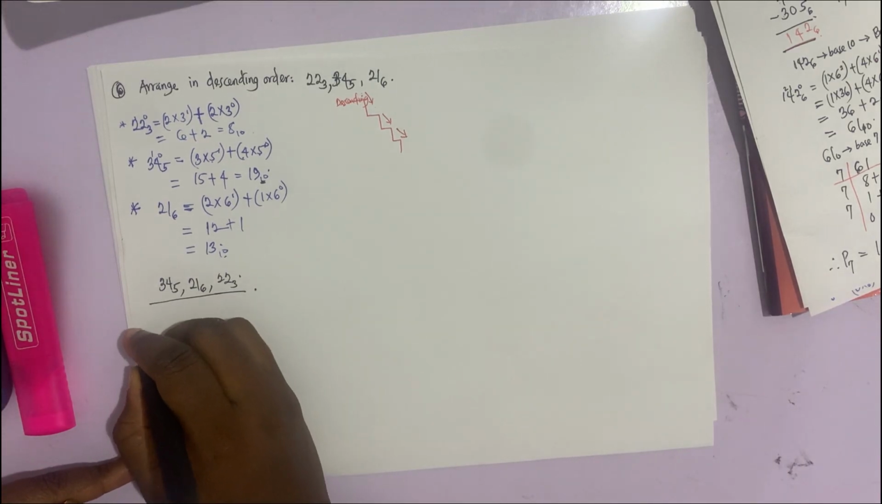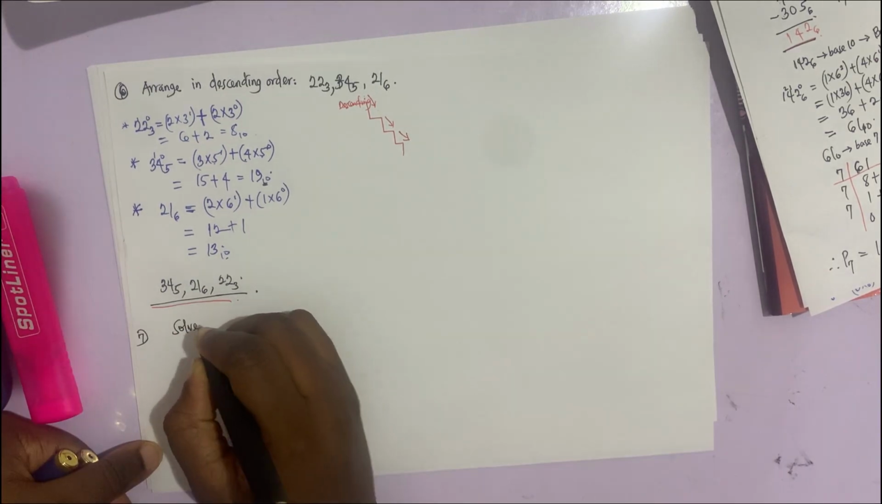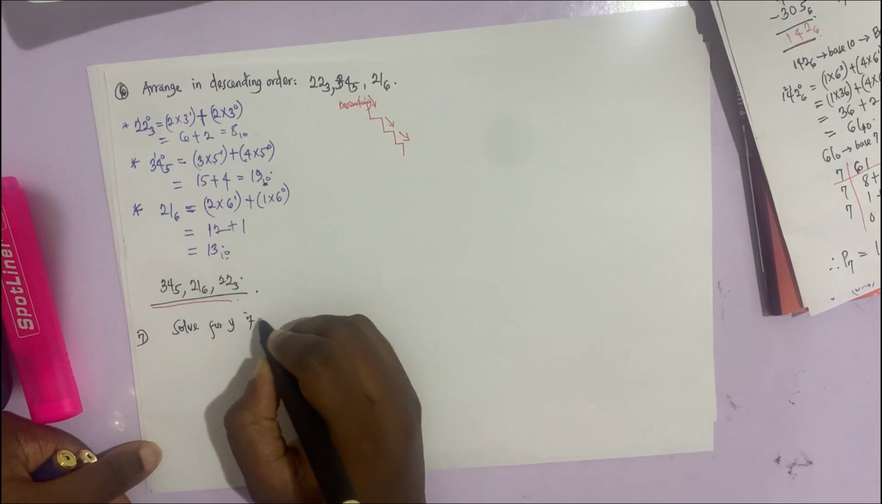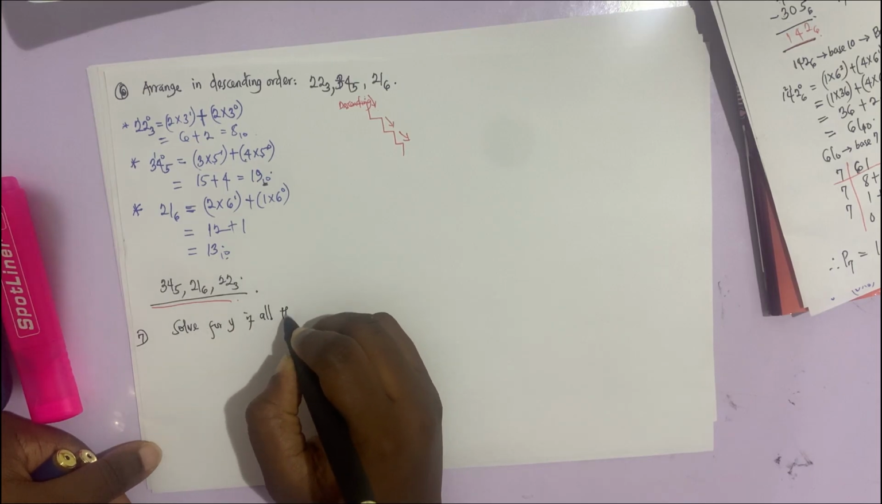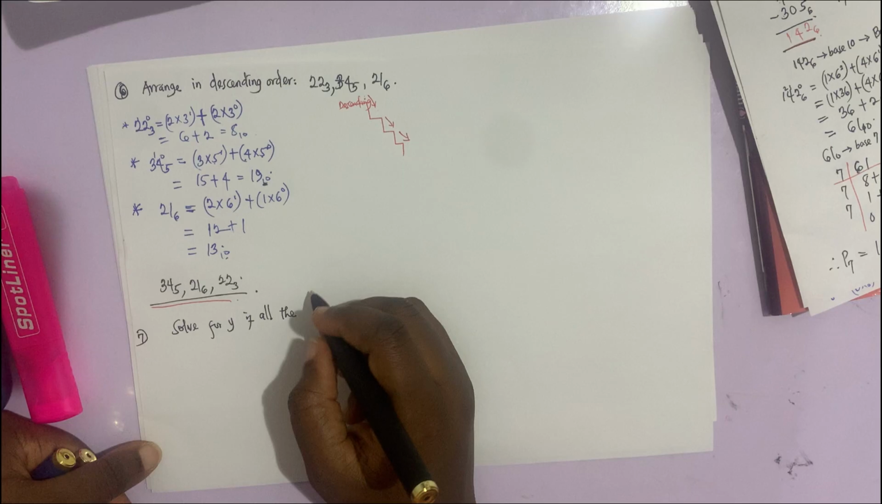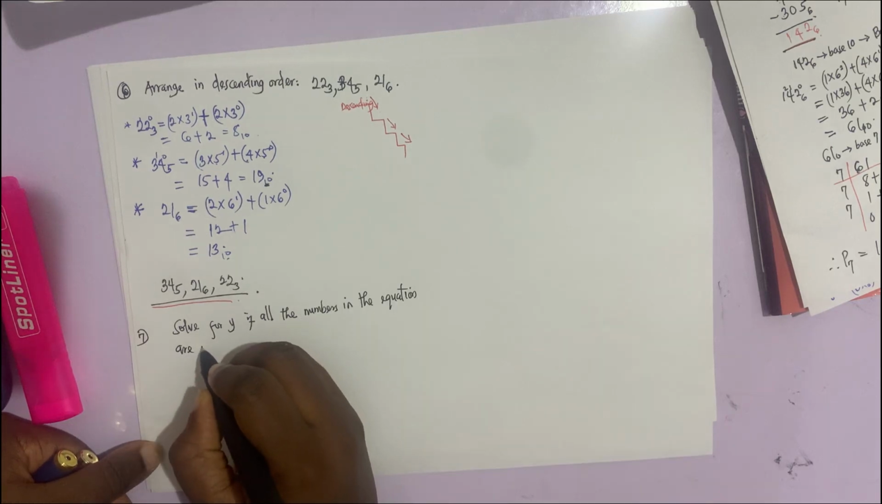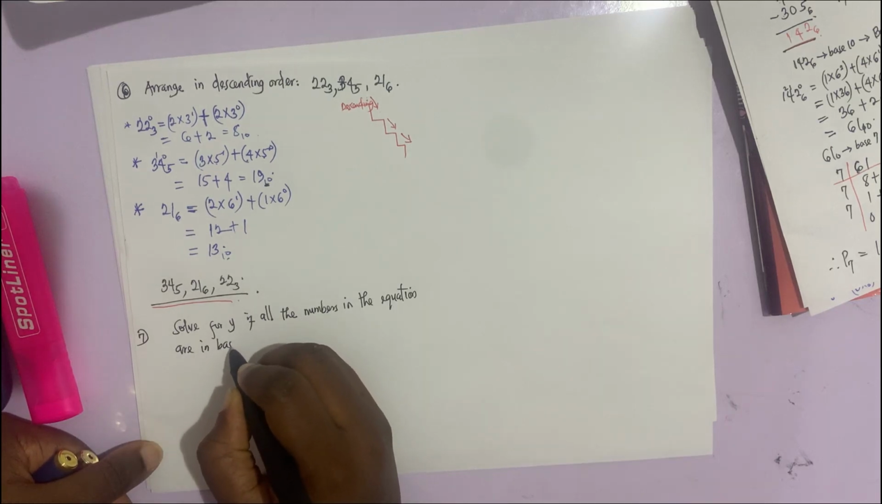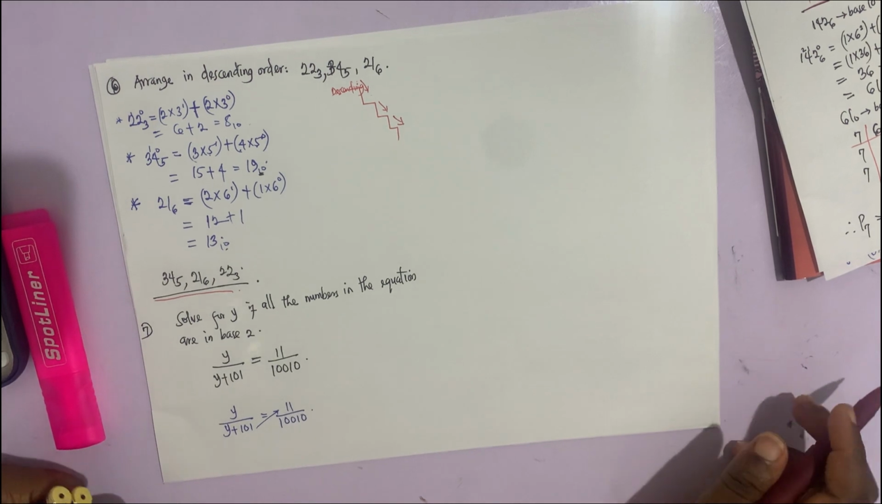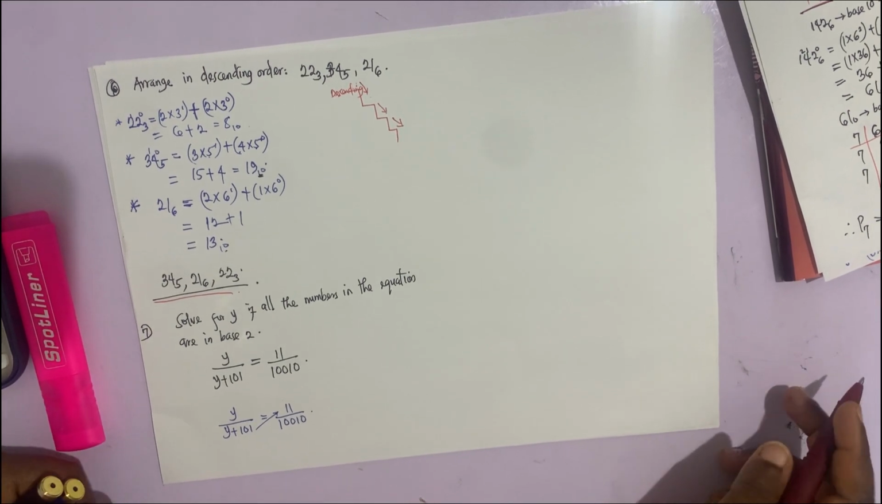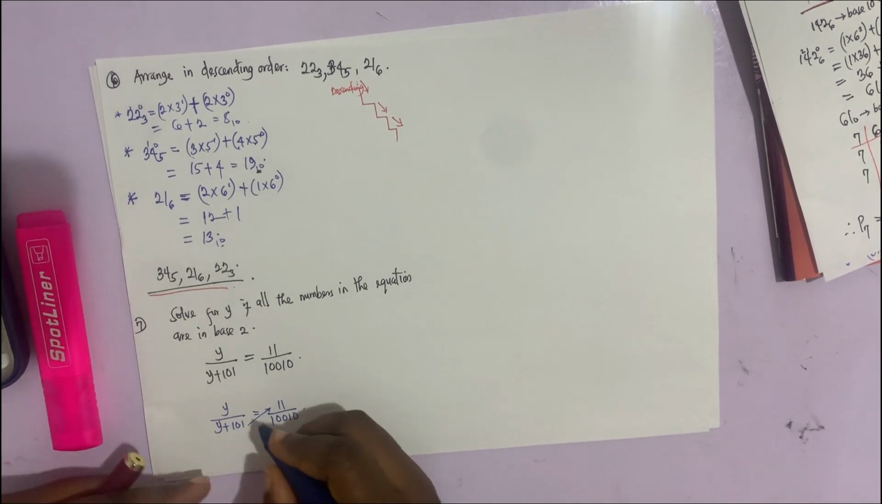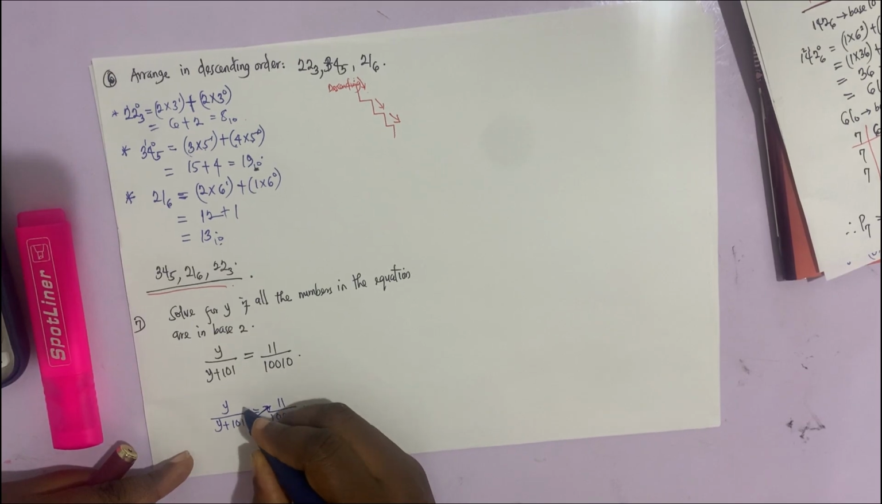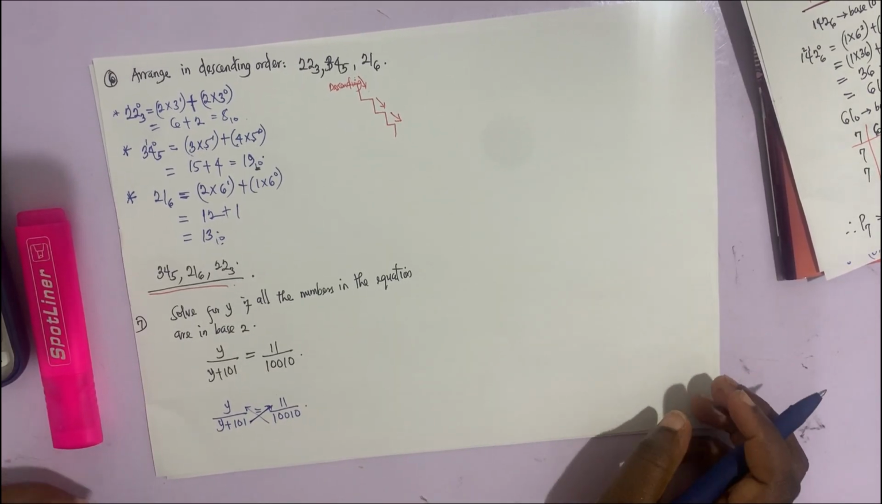Question 7. Solve for y if all the numbers in the equation are in base 2. So the first thing we want to do is to cross multiply and change it to one line equation.